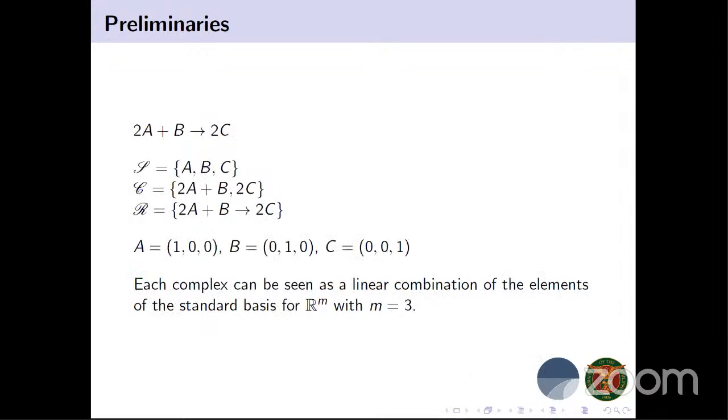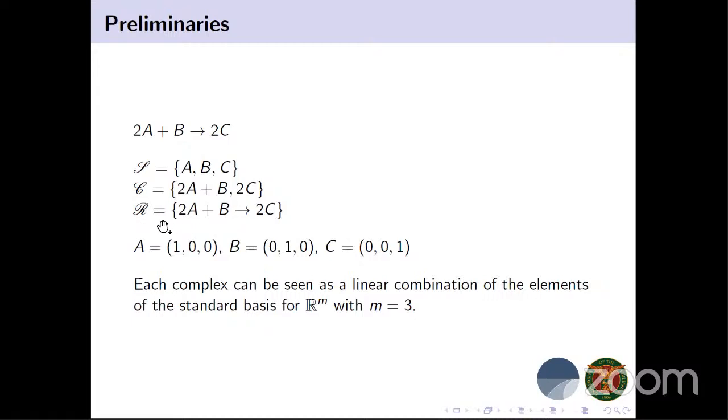Again, we consider this network considering only the single reaction. It's a very simple example. We have this script S to be the set containing A, B, and C. So these are the species. And complexes. So if we are talking about a complex, we have a reactant or a product. So that would be the set containing 2A plus B and 2C. And of course, we only have a single reaction, so that would be this reaction. And this is the set containing that single reaction.